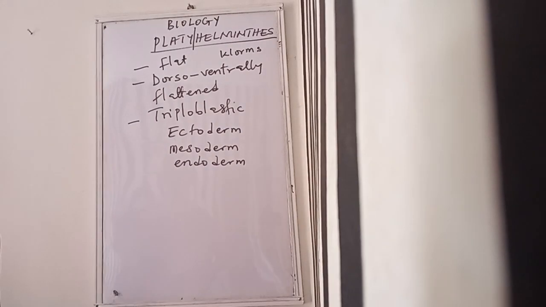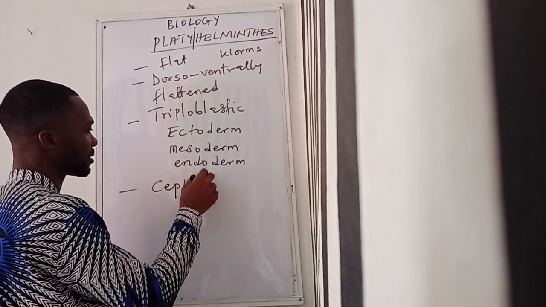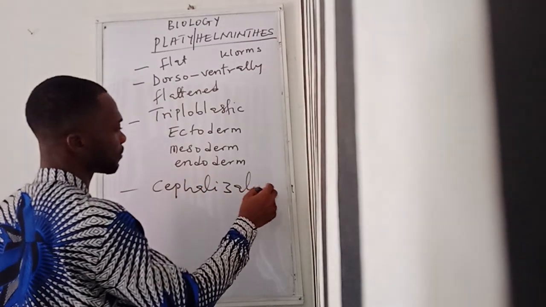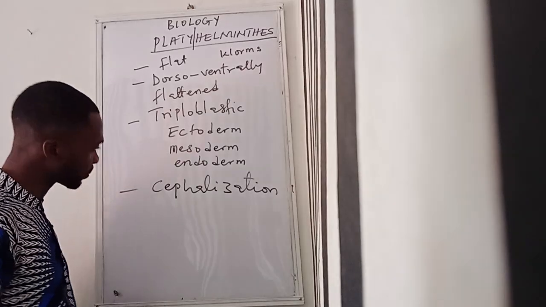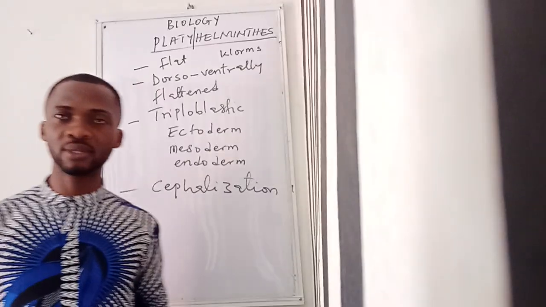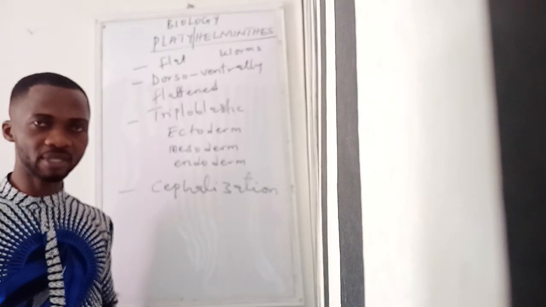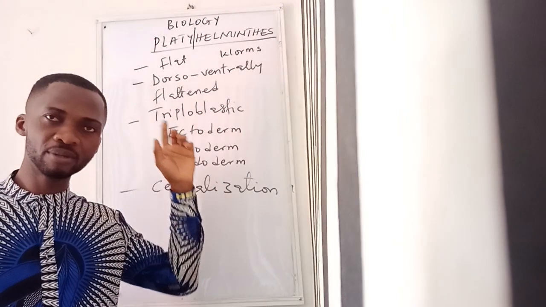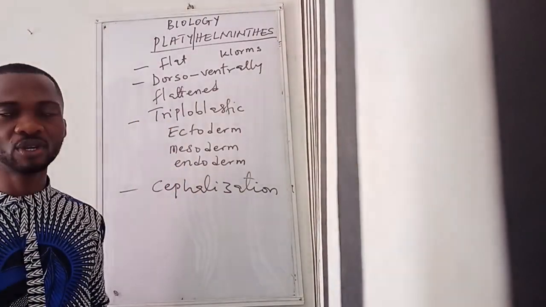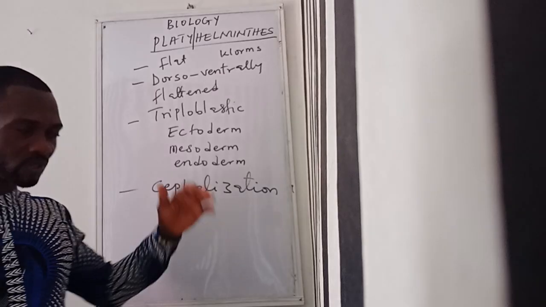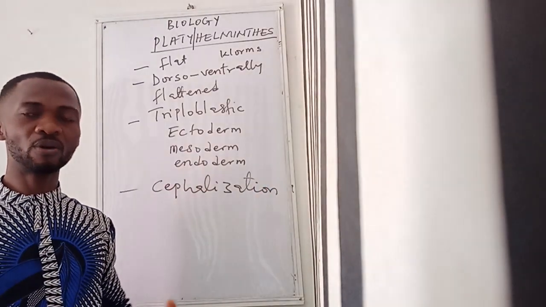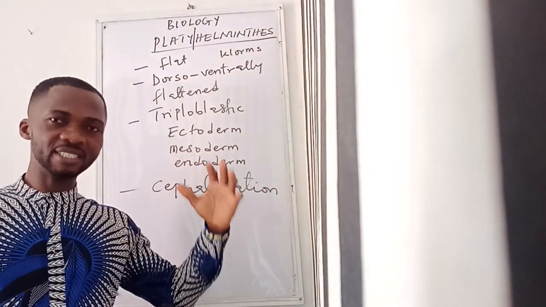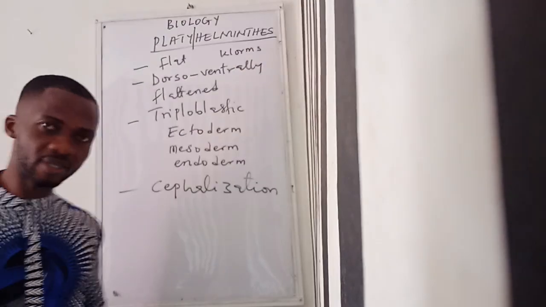Okay? All right. Having known this now, it is also important that you understand another characteristic, which is very paramount, very important: the concept of cephalization. This is the first time I'll be using this word since we started studying the animal kingdom. When we talk about cephalization, we are talking about the concentration of the sense organs in a definite part of the body that is known as the head.